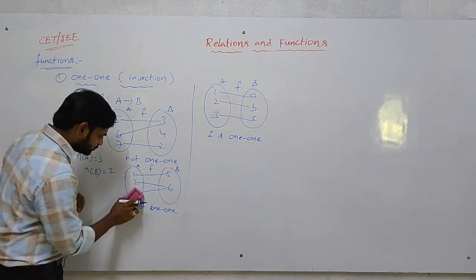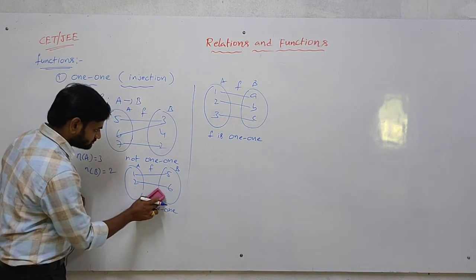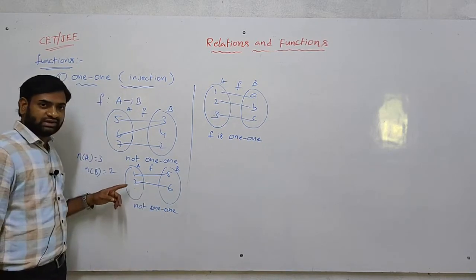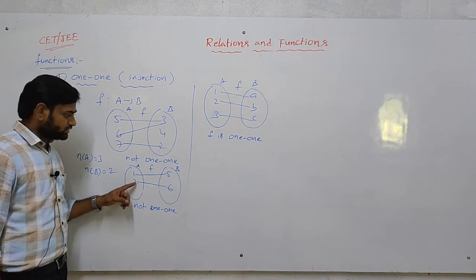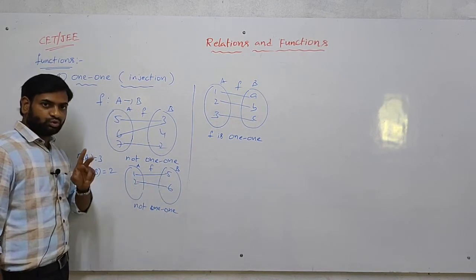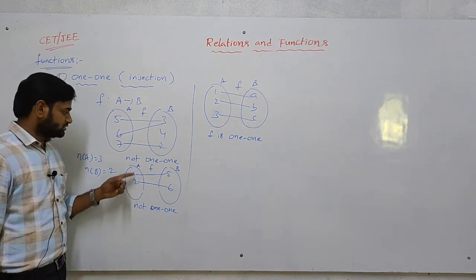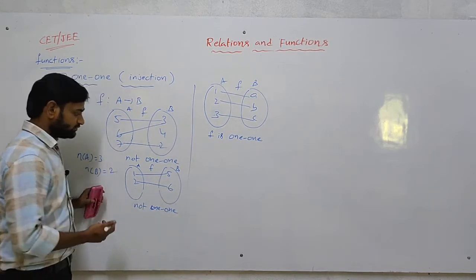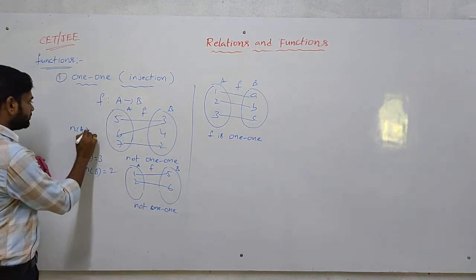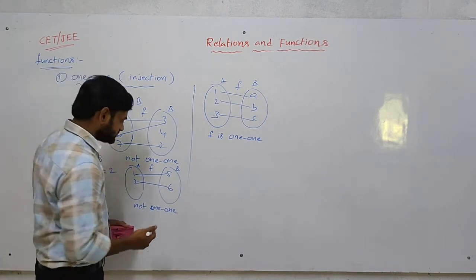Suppose here there is no 3. Now, is it 1-1? Yes, it is 1-1. So here n of A is 2, n of B is also 2. When both are equal, it is 1-1. That means when n of A is equal to n of B, then we can form 1-1 functions.